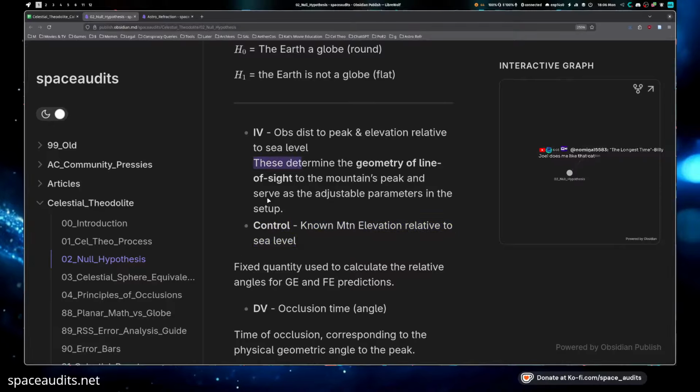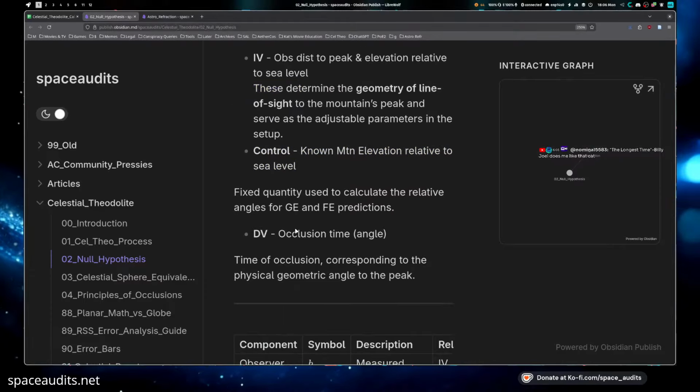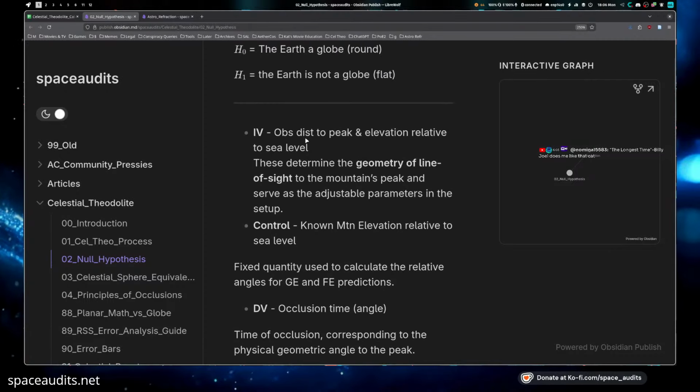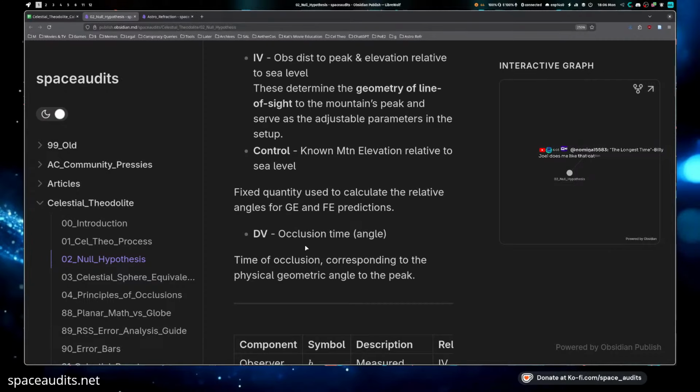And then, where's our DV? Our DV is going to be the occlusion angle. That's going to be dependent on the manipulation of the IV with respect to the control. So how close or far away we get to a peak is going to dictate the angle of the occlusion time. And then the occlusion time itself happens naturally as the star occludes into the mountain peak, and then we take the time and get our angles and do our analysis after that. So we've got our three variables there.